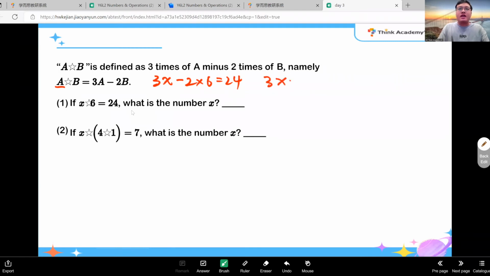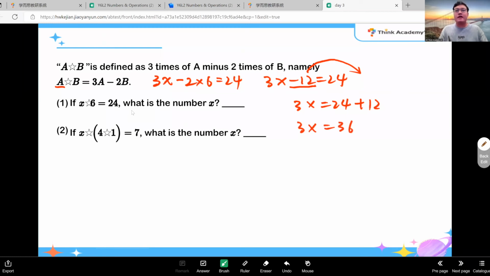So 3x take away 12 equals to 24. And how do we solve this one, everyone? Be really careful, pay extra attention. If you want to move that minus 12 to another side, you can change that into a plus 12. So 3x equals to 24 plus 12 here. So 3x equals to 36. The last step, you need to do the division here. 36 divided by 3, you got 12. So x is 12 for the first question. What is x number? 12.